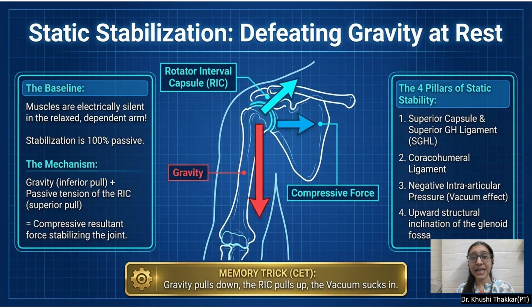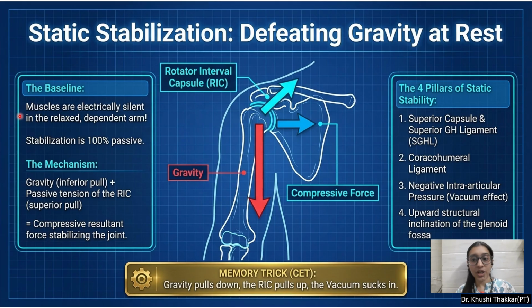Now, these highly incongruent surfaces of the glenohumeral joint are protected by the static and dynamic stabilizers. Let's discuss the static stabilizers. So, we always have to remember that muscles are electrically silent as examined on EMG and they are relaxed during dependent arm conditions. That is, stabilization is 100% passive. However, the findings suggest that the supraspinatus muscle is the only muscle which is active when the arm is heavily loaded and kept in a resting dependent position.